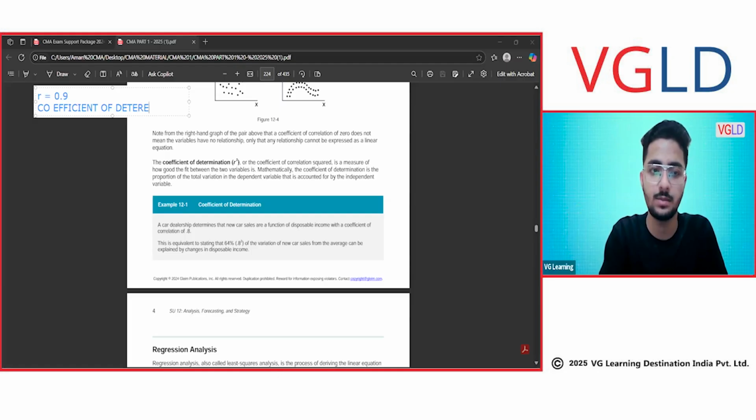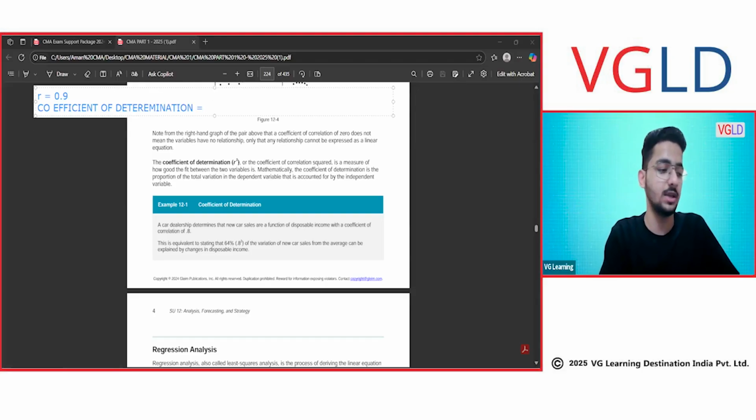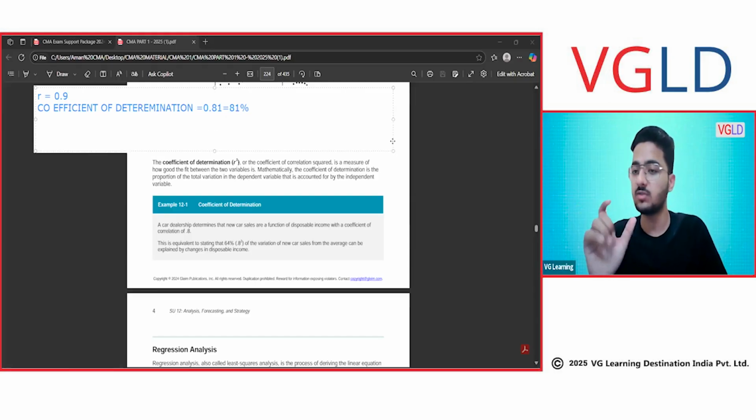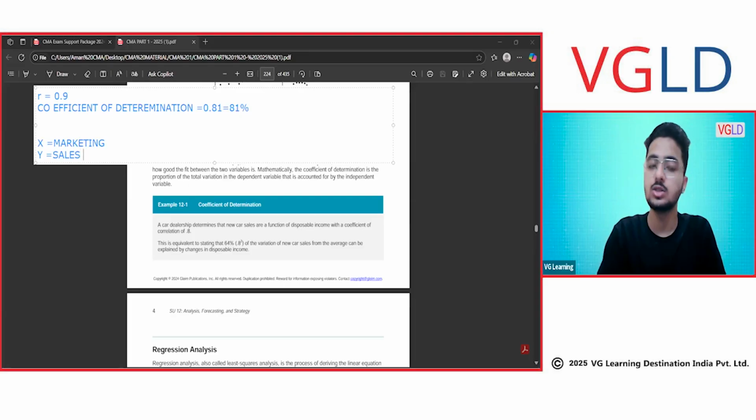My coefficient of determination is the square of R. That means 0.9 squared, which is actually 0.81. That means 81%, right? So what it actually tells, if my X is marketing and my Y is sales, what does it say?